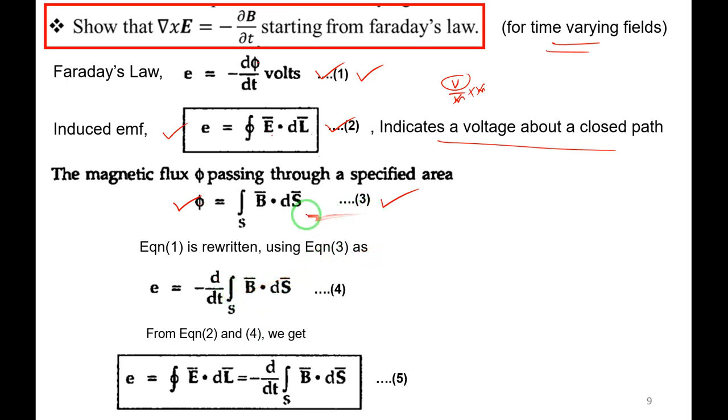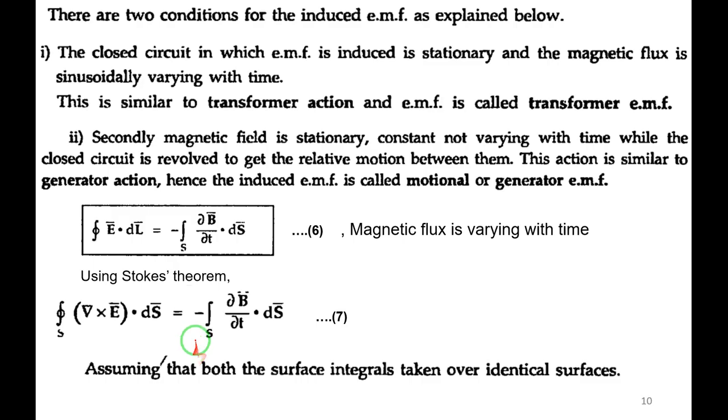Okay, next we can equate equation 2 and 4 because they are the same, right? So E is equal to closed line integral of E dot dl, that is equal to minus d by dt of surface integral of B dot ds. We can equate equation 2 and equation 4, right? Okay, next we'll try to analyze.